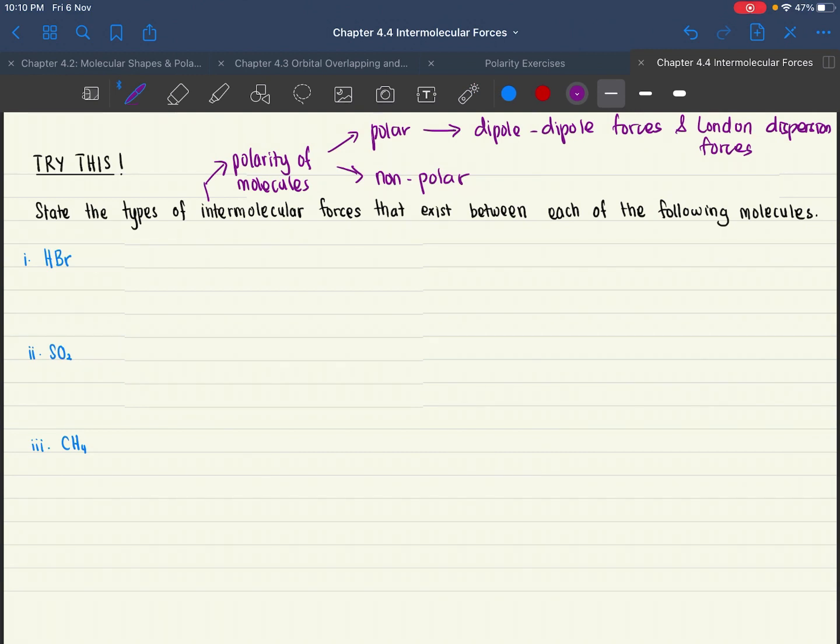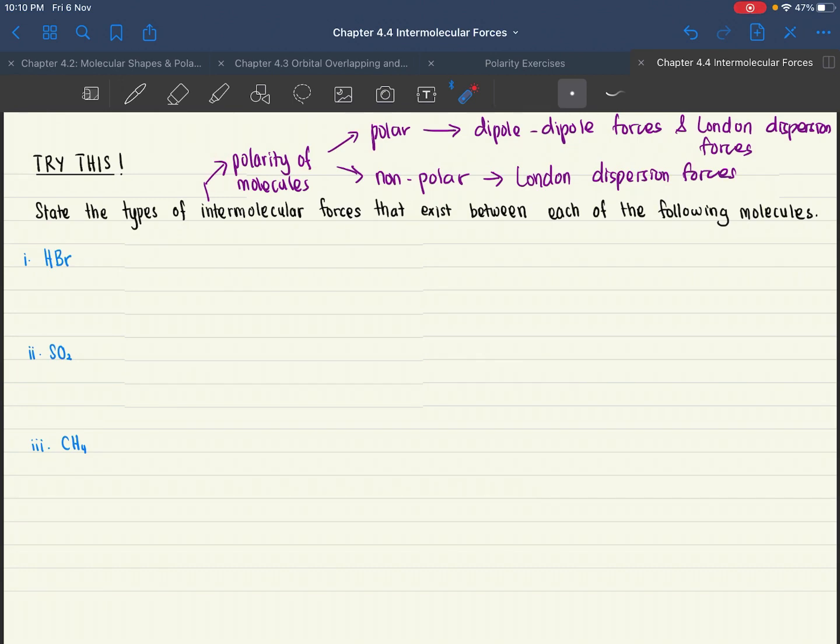Non-polar pula. Kalau non-polar molecule, obviously dia takkan ada dipole-dipole forces. The only attractive forces that exist between non-polar molecules adalah London dispersion forces. So kita rule out dekat sini. Kalau non-polar molecule, the only attractive forces adalah London dispersion forces. Once kamu boleh hafal ini, kamu boleh jawab soalan, tapi dengan syarat kena cekap yang depan ni.